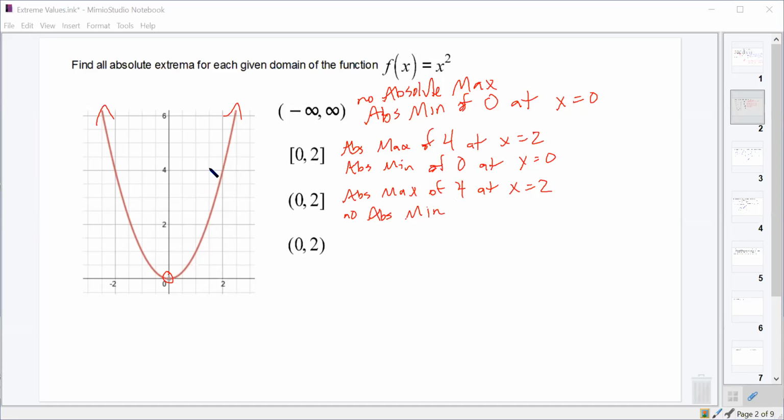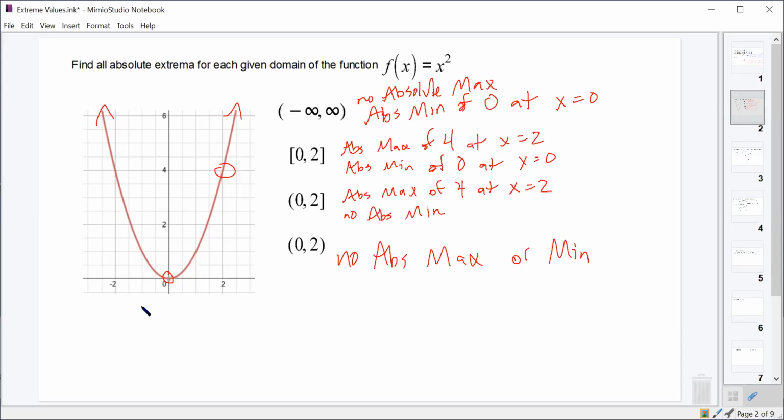And what if I made this an open interval on both sides? Do neither exist? Yeah, we have no absolute max or min. We're getting very, very close to a max of 4, and very, very close to a minimum of 0, but we never actually hit either one of those. Because we get very close to 2, which means we get very close to 4. We get very close to 0, which means we get very close to a y value of 0, but we never actually hit those exact values. And since we don't get to that actual numeric value, we can't state a max or a min there. Good or no?